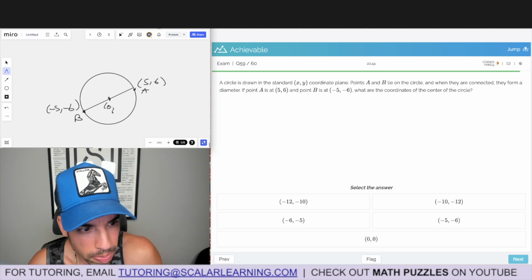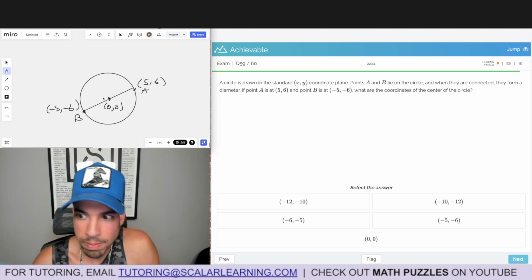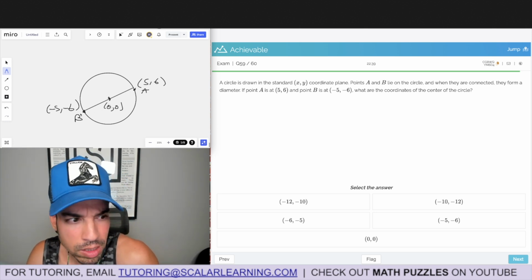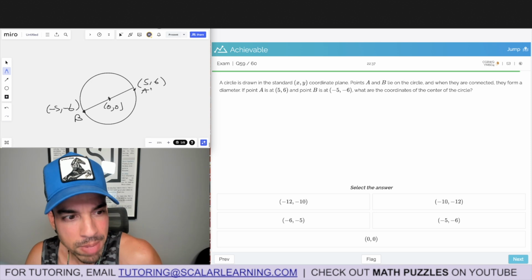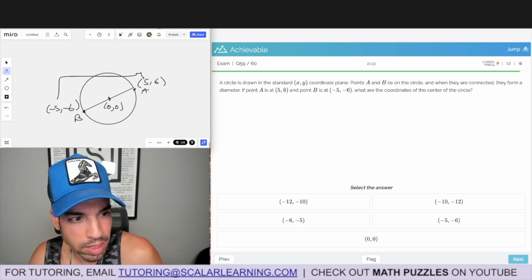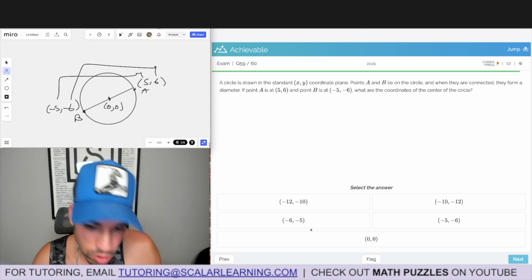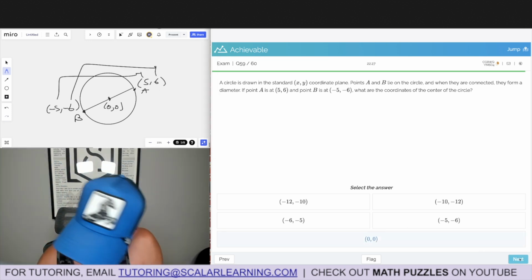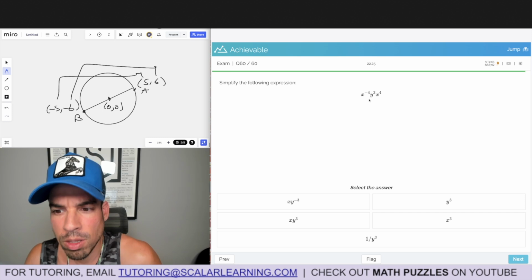It's 0, 0. And the reason why is because either end of the diameter, right? The midpoint of that diameter is going to be the center of the circle. Midpoint you get by adding the x values and dividing by 2, but that's 0 divided by 2 and 0 divided by 2. So it's 0, 0, which is the origin. Boom, done. Simplify the following expression.